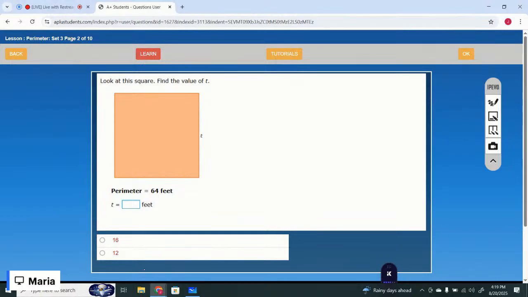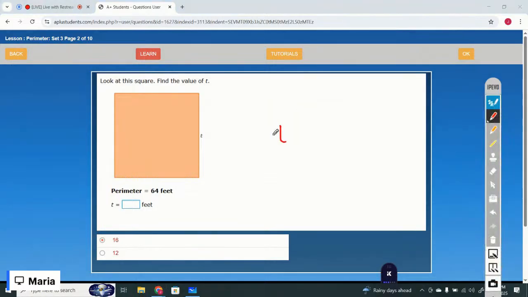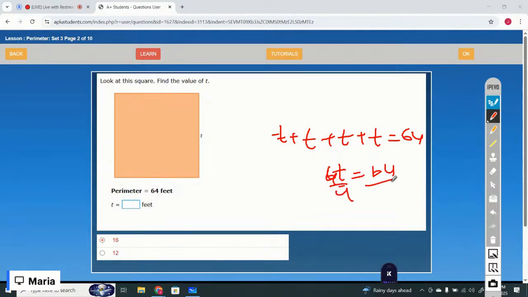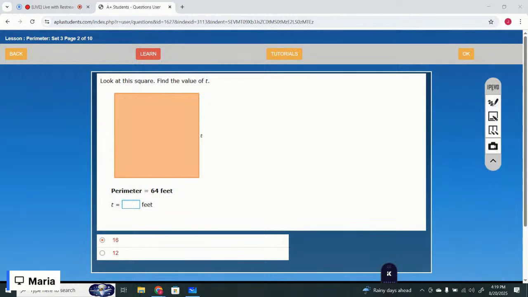So that's the one we just did in the tutorial. Basically, the perimeter is the sum of all the side lengths. A square has all side lengths in equal measurement. So if one side is t, the rest of them are also t. That is t plus t plus t plus t, so together they make 4t. Sorry, 4t equals 64. We need to find the value of t only, so we have to divide this equation by 4. 4 and 4 cancel out, and we are left with t and 16. 64 divided by 4 is 16. Option number 1 is the correct option.